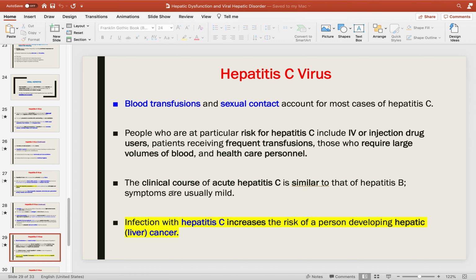The clinical course of acute hepatitis C is similar to that of hepatitis B, and infection with hepatitis C increases the risk of a person developing liver cancer. It's very important to understand there is no vaccine for hepatitis C, and a patient who develops hepatitis C is at more risk to develop cancer and liver cirrhosis than with other types of hepatitis.